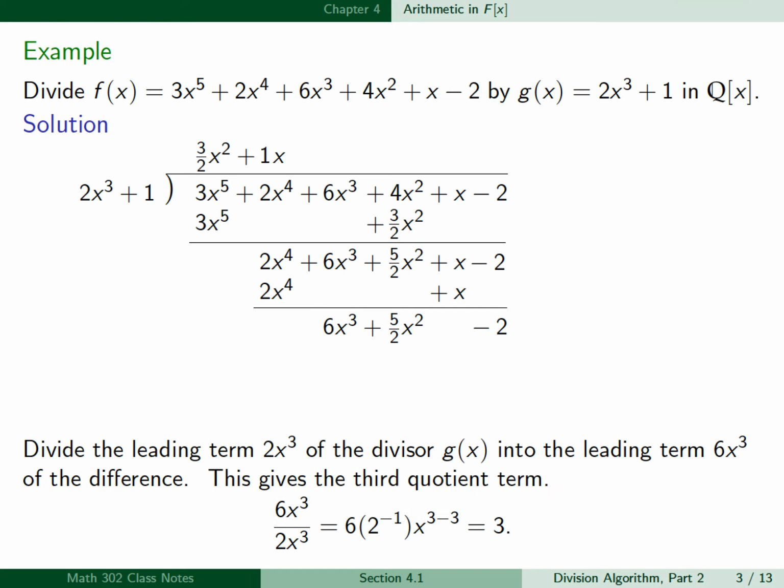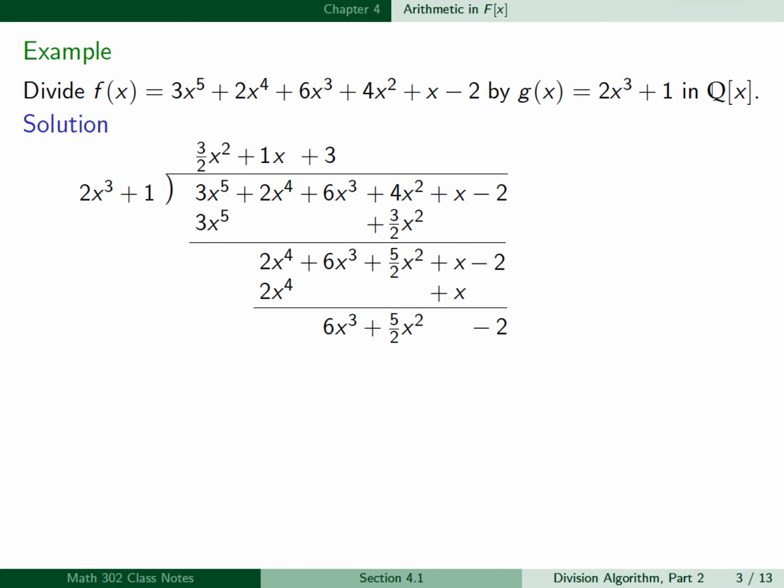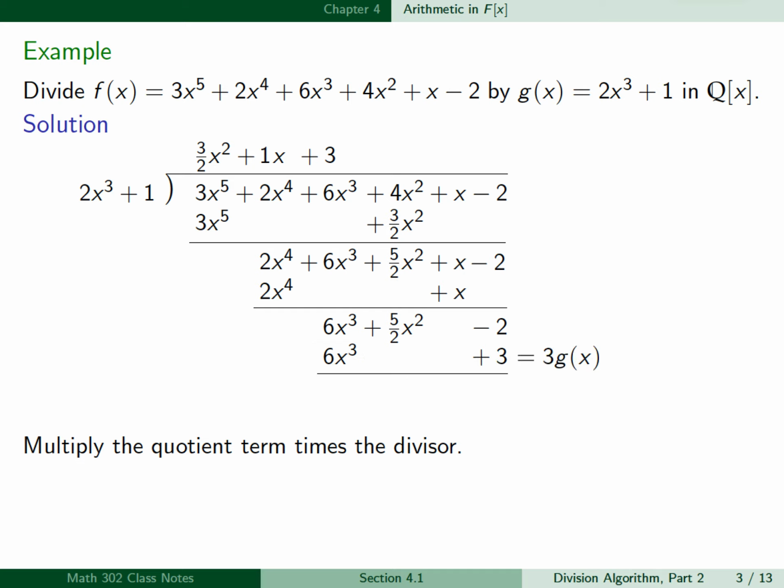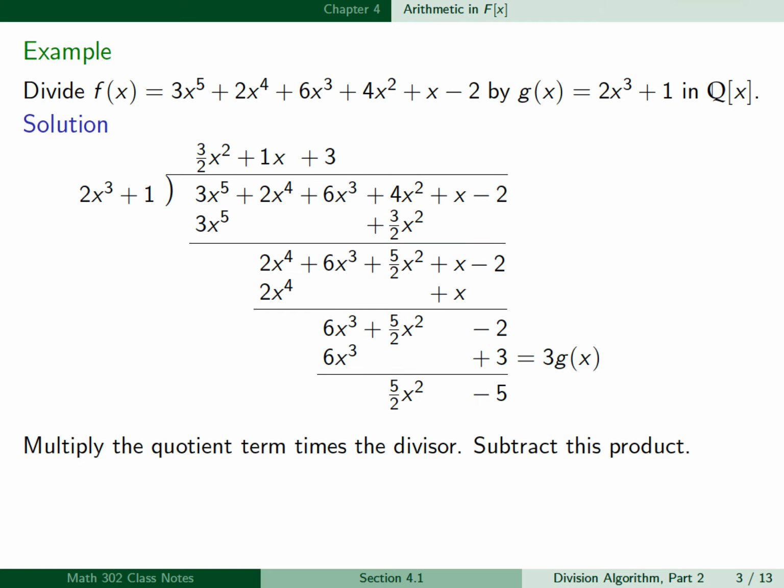And so we'll add this into our quotient, and then multiply the quotient term times the divisor. So 3 times 2x cubed plus 1, that will be 6x cubed plus 3, and then subtract this product, and we're left with 5/2 x squared minus 5.